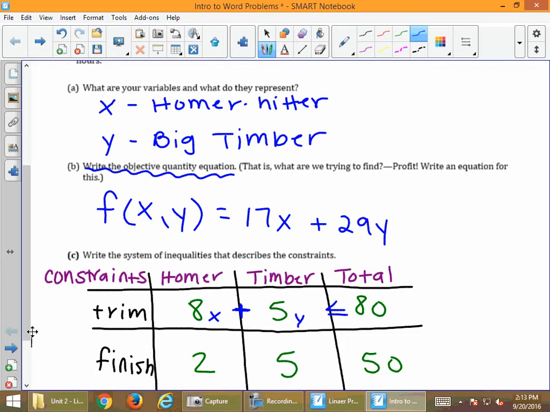You repeat the same thing here. X represents Homer. Y represents Timber. You add them together. We can't go over 50 hours. So that all has to be less than or equal to 50. Your equations are made. Write them outside of your grid though so I can see them, because sometimes when you put a plus sign over that line in pencil, it's really hard to see. That one's made.